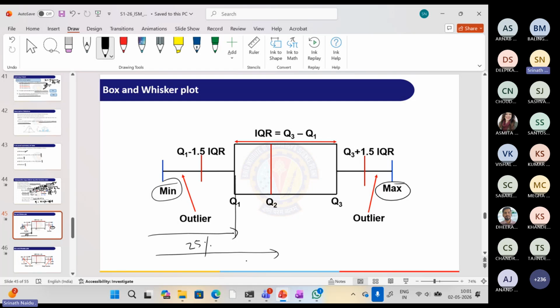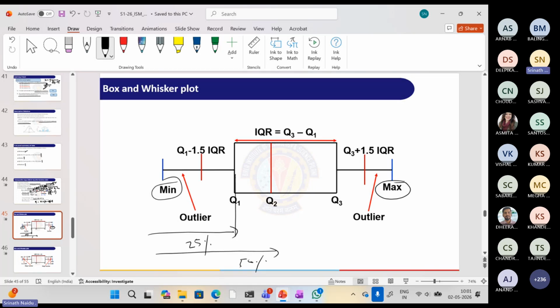And Q2 represents 50% of the data to the left. Q3 represents 75% of the data. Right? So we know that 25% of the data sits here. And we know that a further 25% of the data sits here. But the spread of this 25% of the data need not be the same as the spread of this 25% of the data. The number of data points is the same, but the spread is different.